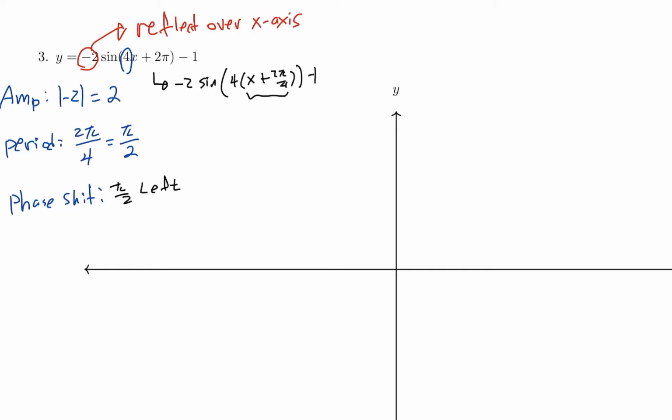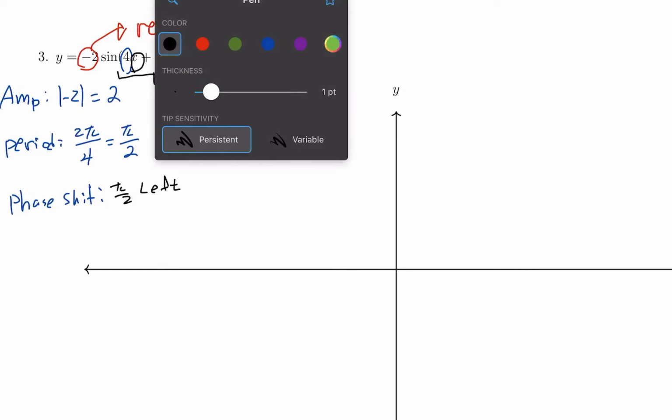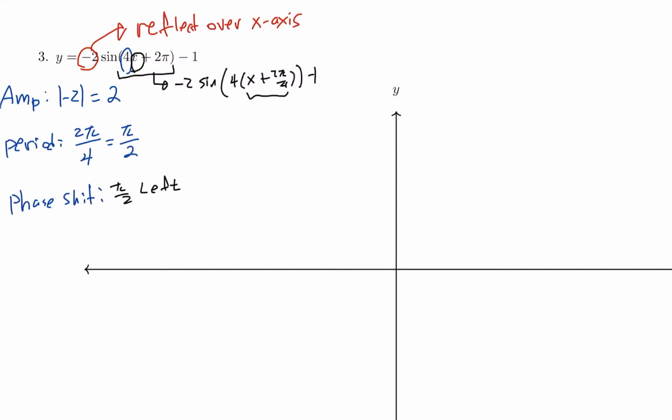Another way of thinking of the phase shift is: what do I need to plug in for x right here to make the inside 0? And that will be negative pi over 2. That tells us that the phase shift is pi over 2 to the left. So let's look at the midline. It is y equals -1. Okay, so we found all this essential information.